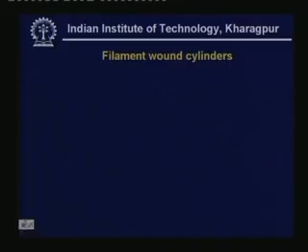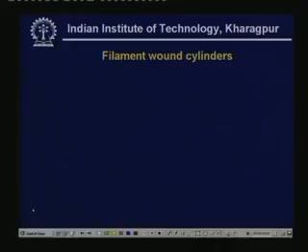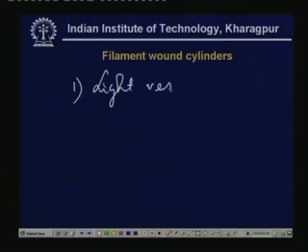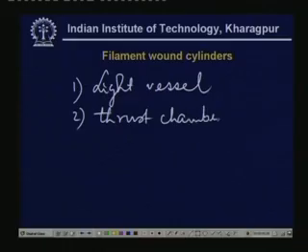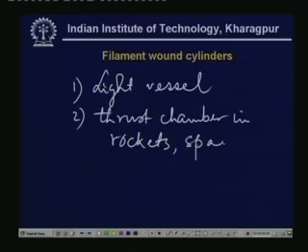Now if we have a filament wound cylinder, then sometimes we need it for the light vessels, or maybe the thrust chamber in rockets, spacecraft, etc. In that case, we need the vessel to be very, very light, and that is done by making the vessel of fiber or composite materials.